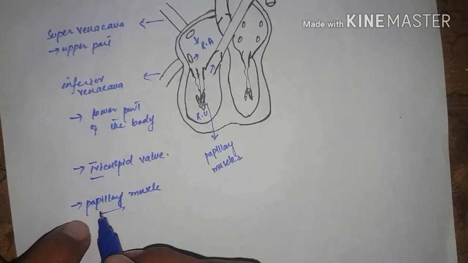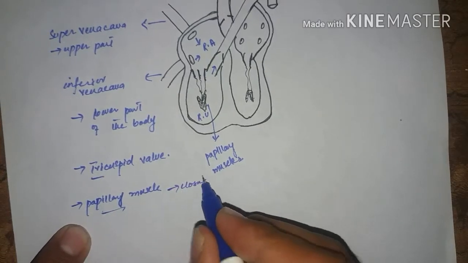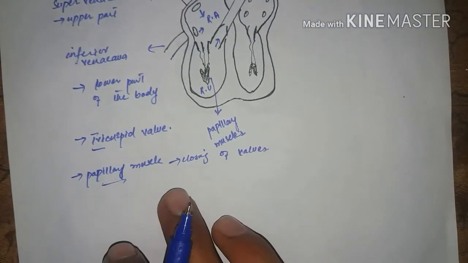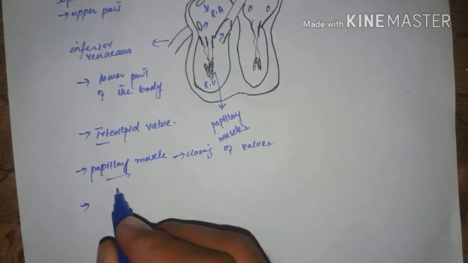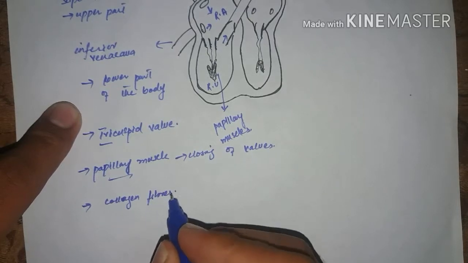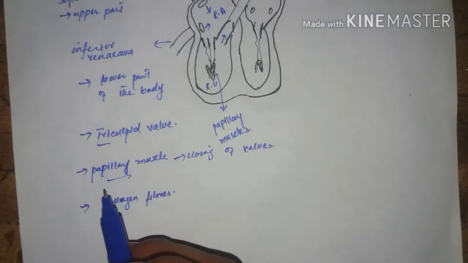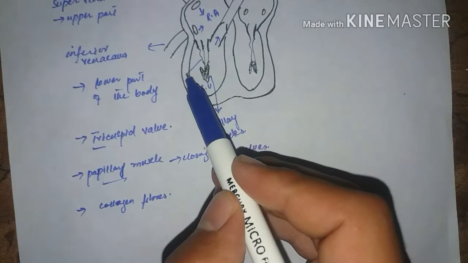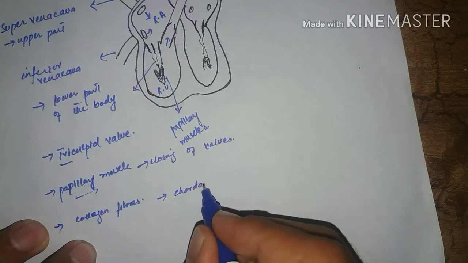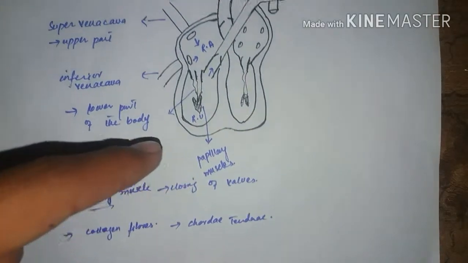How do papillary muscles close the tricuspid valve? Closing of valves: how do they close the valve? With the help of collagen fibers attached to the papillary muscle, which are also attached to the tricuspid valve. These are the collagen fibers, and these are known as chordae tendineae. So this is the right side of the heart.